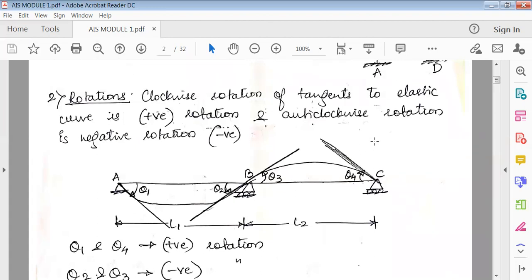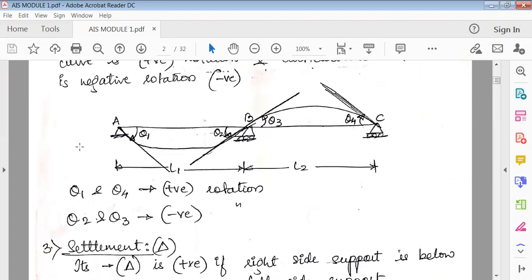Now, for the clockwise rotation of the tangents, at every joint I'm going to draw a tangent. This is joint A. It should start at joint A, touch this joint, and pass over the elastic curve. So we draw it like this. Similarly at joint B, see only the left side of B. Just draw a tangent like this, only at this portion as of now. It should start from B, then cut the elastic curve.